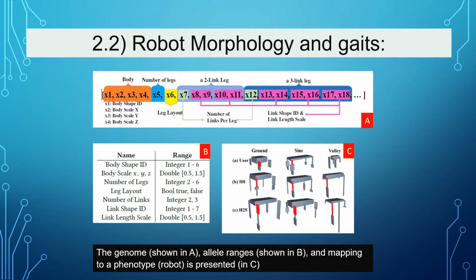Robot morphology and gaits. Evolutionary robotics uses a range of robot representations, which can be classified as direct or indirect. We use a direct representation that captures these features to balance the genome complexity and design space expressiveness for aiding human design exploration. In this research paper, we consider legged robots with 2 to 6 legs. Each of them has 2 to 3 links. The genome is shown in picture A, allele ranges are shown in B, and the mapping to a phenotype robot is shown in picture C.